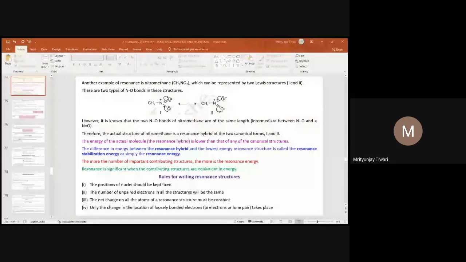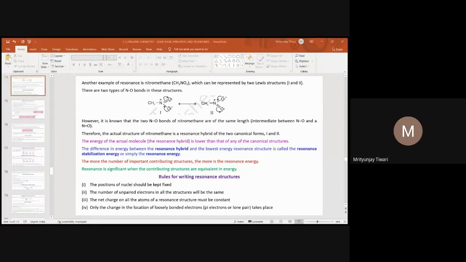So then what will be the difference? The difference will only be in the location of loosely bonded electrons. And what are these loosely bonded electrons? These electrons are pi electrons in pi bonds as well as the lone pairs. So the positions of lone pairs and pi electrons will only vary. The rest of the things will be fixed and constant.